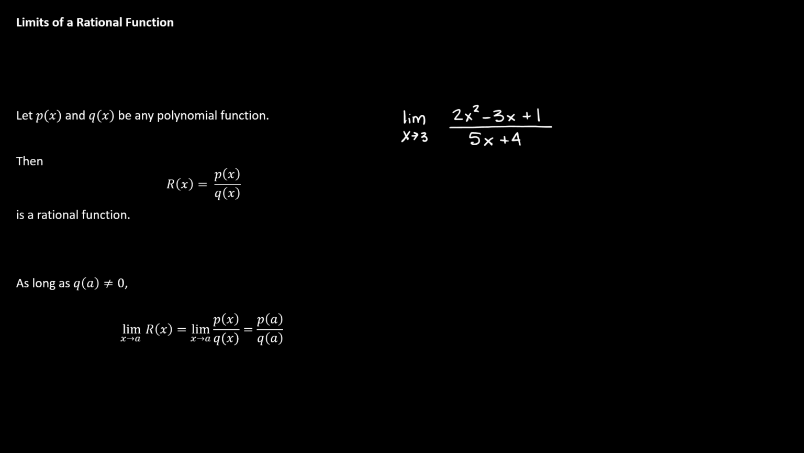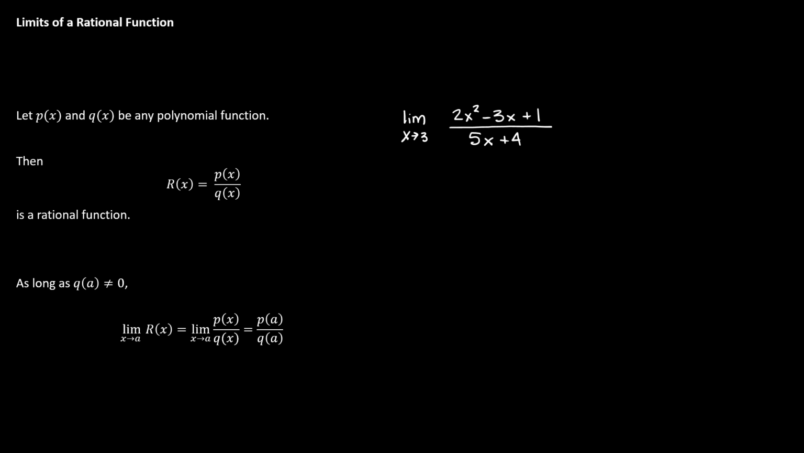And as long as that denominator polynomial doesn't produce a zero, we can say that the limit of the rational function is just the numerator polynomial evaluated at a and the denominator polynomial evaluated at a. So again, we have to make sure that we don't create an undefined situation with the denominator being 0, and as long as that's not the case, we can evaluate these limits really quickly just by doing direct substitution.